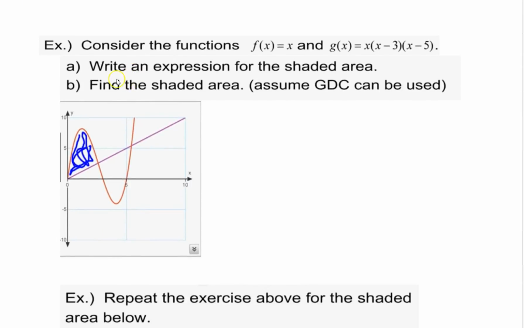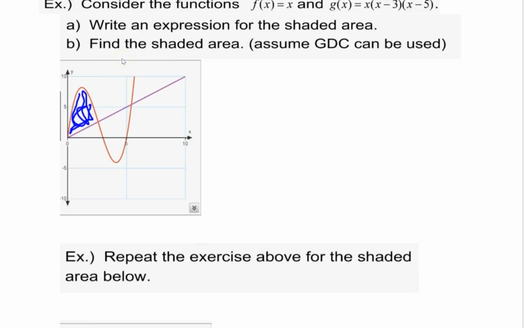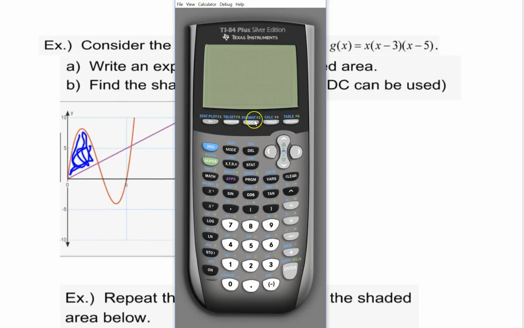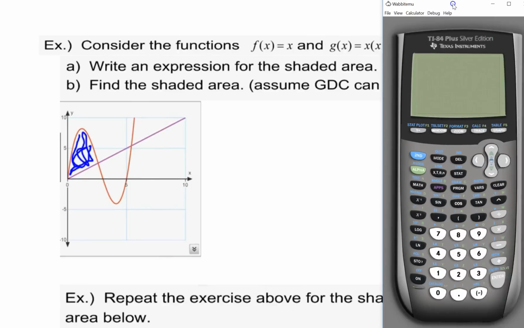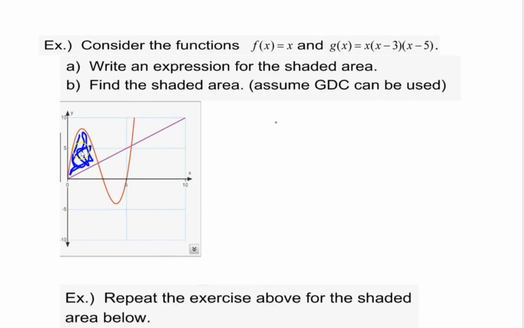Next problem. Consider the function f of x and g of x equals this. Write an expression for the area. Find the shaded area. Assume that a GDC can be used. So we're going to use a calculator for this one. I get it all set up. There you go. So we have that. They want us to find the shaded area here.